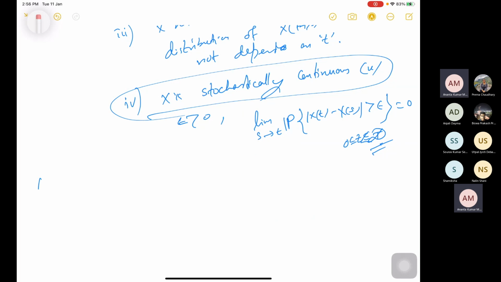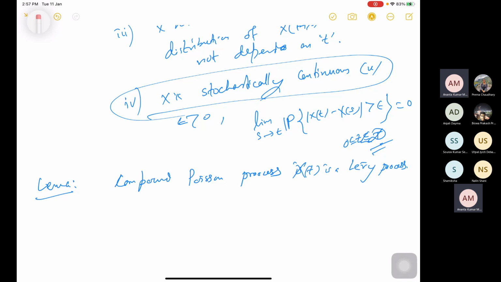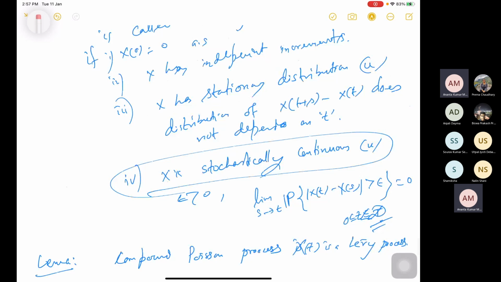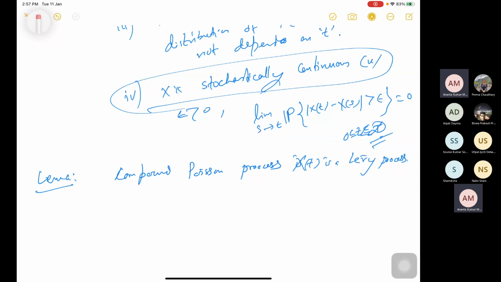In particular, I am saying the compound Poisson process X_t is a Levy process. What I have to show is that all these things are okay, because this is nothing but the summation over i of Y_i, the IID, and it is independent of N_t. Hence all these properties 1, 2, 3, 4 and so on are fine. Only I need to show property 4, that means whether it is stochastically continuous or not.